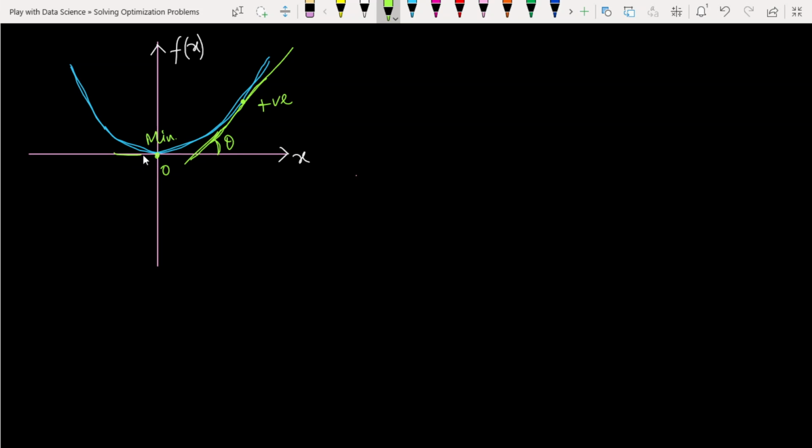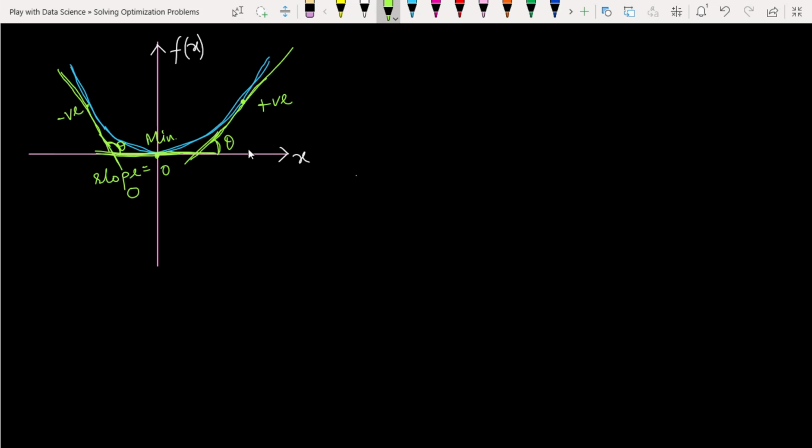What will be the slope at the minimum point? The slope value there is equal to 0. And if we plot the slope on the other side, the value will be negative, because theta is greater than 90 degrees but less than 180 degrees. So on this side the slope will be negative.